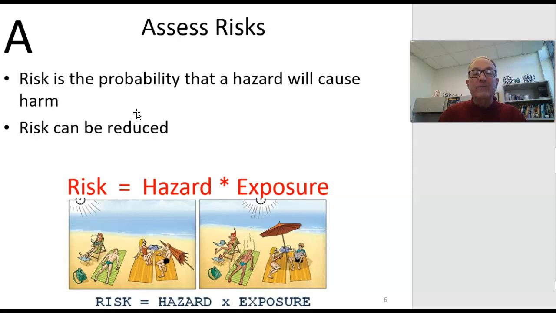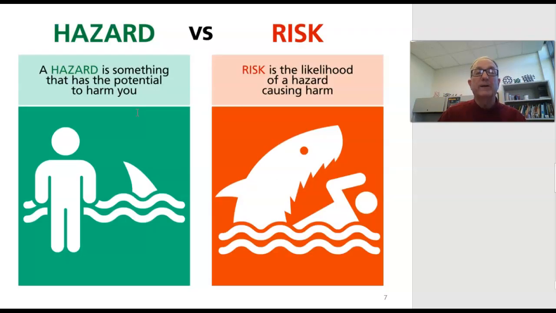And you see the folks that aren't underneath the umbrella. The guy that's laid out, he's getting pretty well cooked. Whereas the folks under the umbrella, they've reduced their risk. They probably have some good sunscreen, sunblock, on, and they're underneath the umbrella. The hazard's still there, the sun's still beating down, but they've minimized their exposure, thus reduced the risk. So a hazard is something that has the potential to harm you, and the risk is the likelihood of the hazard causing harm.